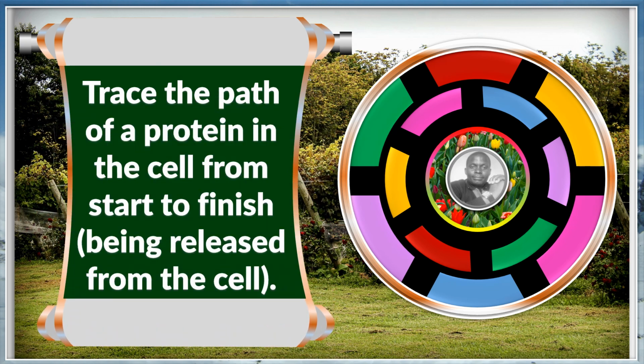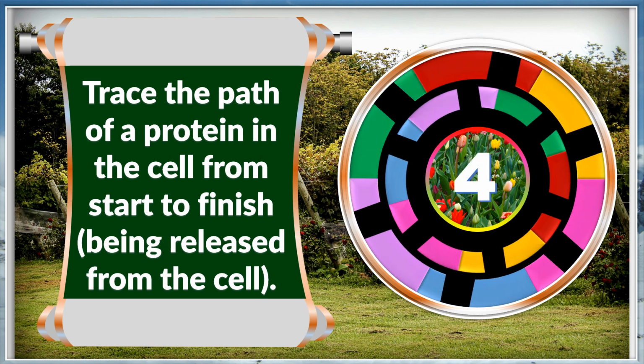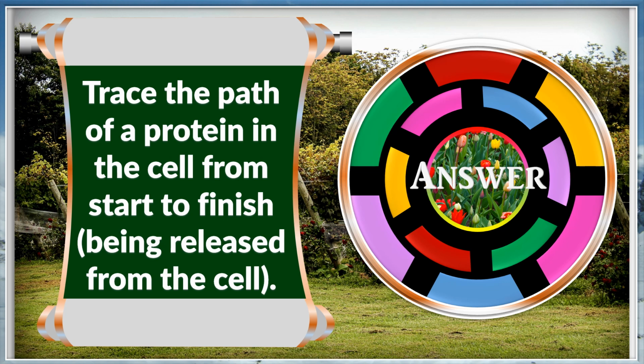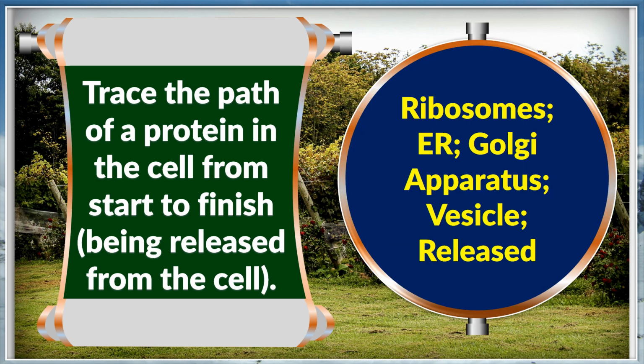Trace the path of a protein in the cell from start to finish, being released from the cell. Ribosomes, endoplasmic reticulum, Golgi apparatus, vesicles, released.